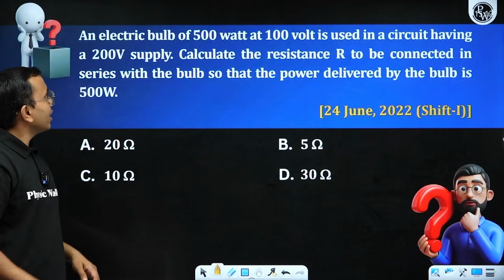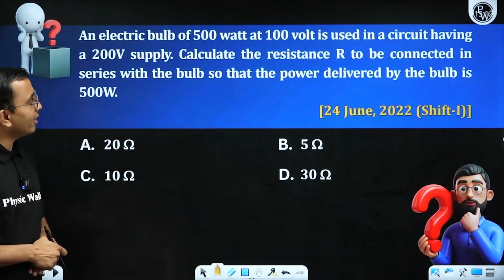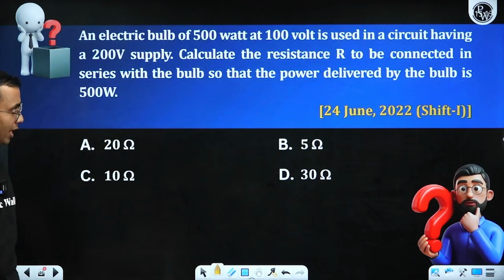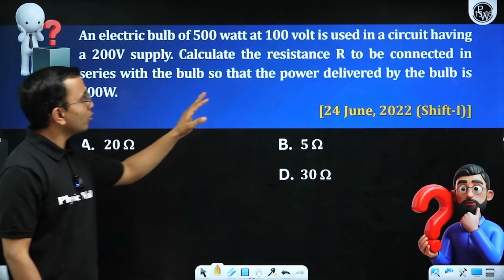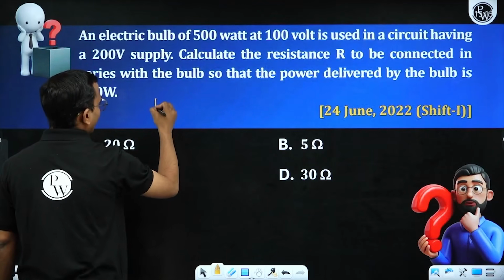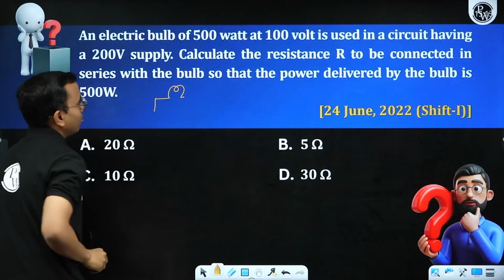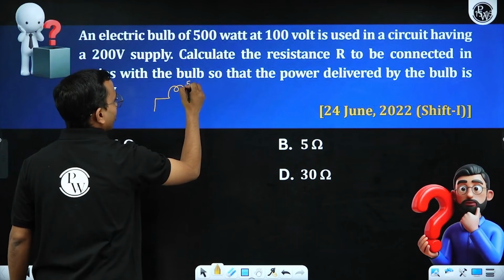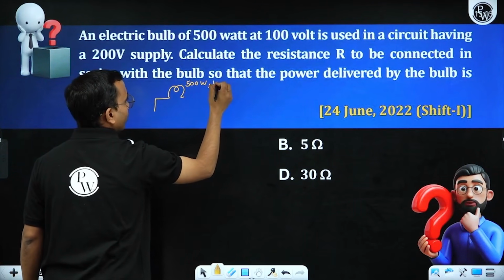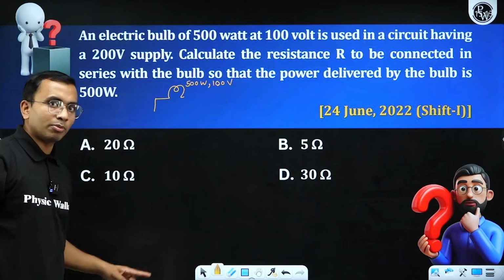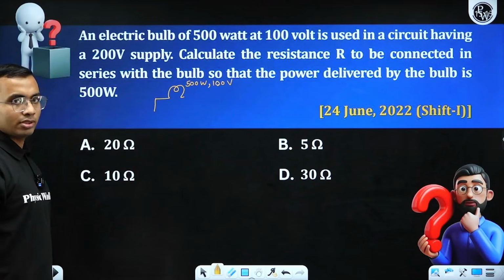Let us discuss this question. An electric bulb of 500 watt and 100 volt is used in a circuit having a 200 volt supply. Calculate the resistance R to be connected in series with the bulb so that power delivered to the bulb is 500 watt. A 500 watt bulb was there. Let me show a bulb like this. It is connected, the rating was given as 500 watt and 100 volt. Means if you connect it to a 100 volt supply, the power dissipated will be 500 watt. This is the meaning of this.